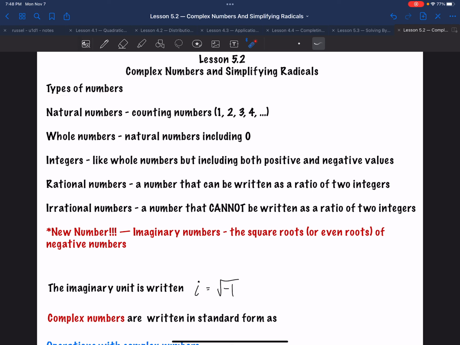So maybe in 7th, 8th grade, maybe in 6th grade, you've talked about what types of numbers there are. First, we talk about natural numbers. These are counting numbers, 1, 2, 3, 4, things we count, right? The next set of numbers is whole numbers. These are natural numbers, including 0, so it's just 0, 1, 2, 3, 4, and so forth.